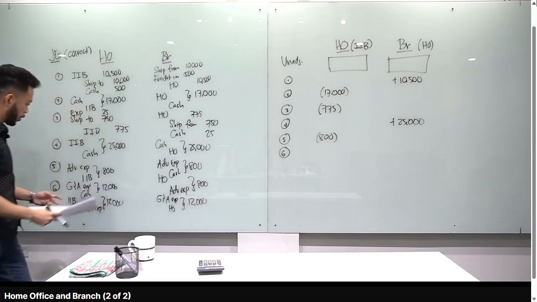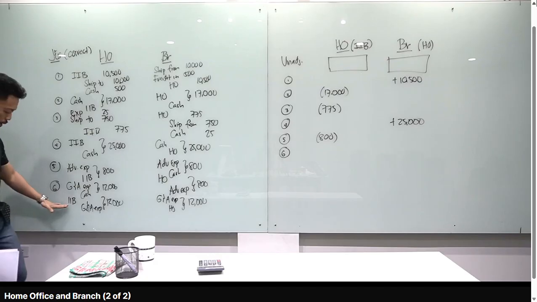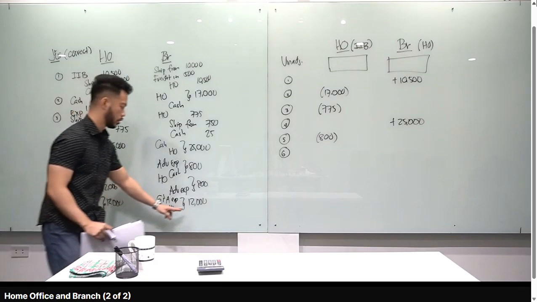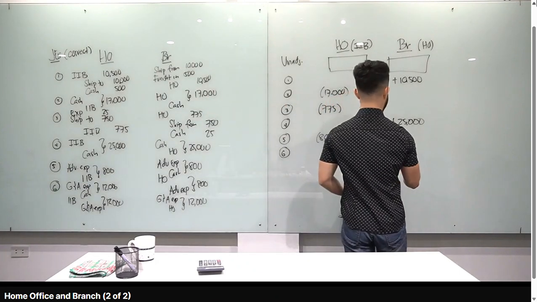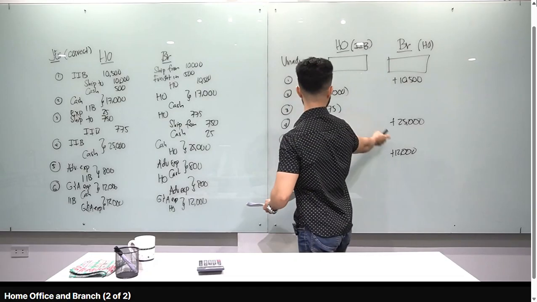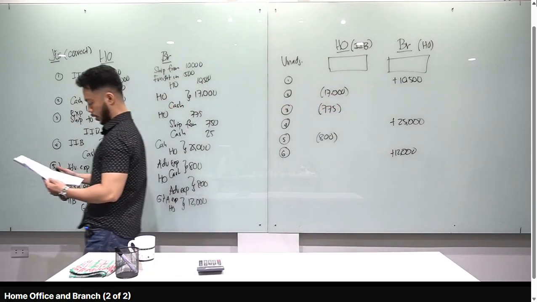Got it? So, as you notice, class, whenever nag-allocate ng expense si home office kay branch, increase yun sa HO. Increase sa investment in branch, 12,000. So, number 6 natin, adjustment natin is plus 12,000. Okay? Kasi may credit HO ka. Right. Let's go to last one, number 7.